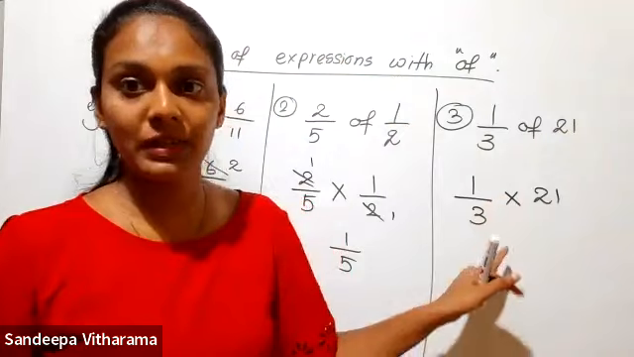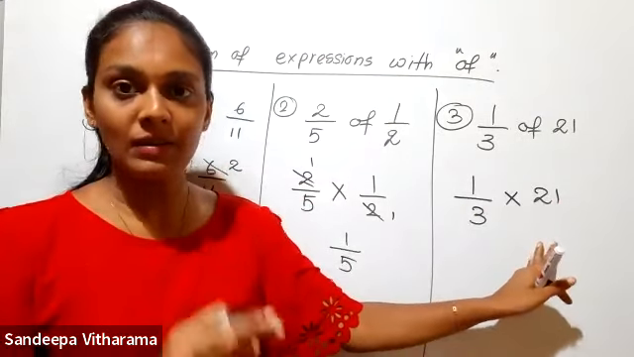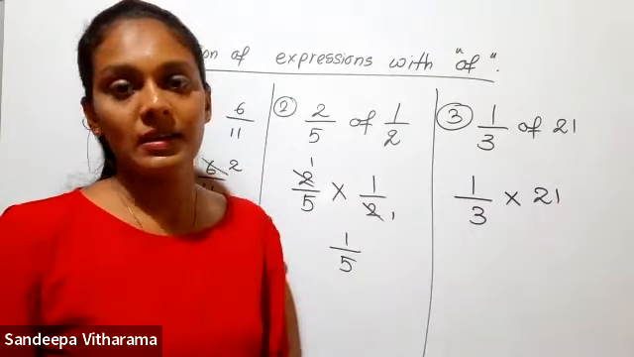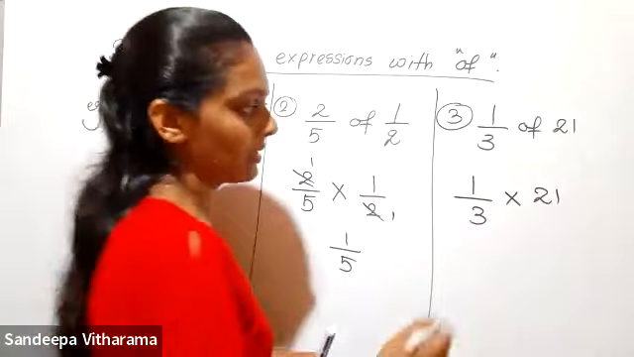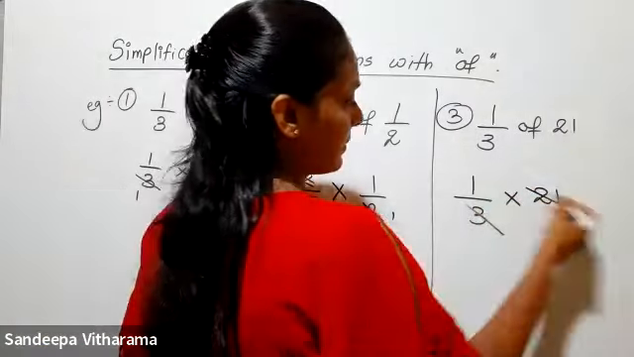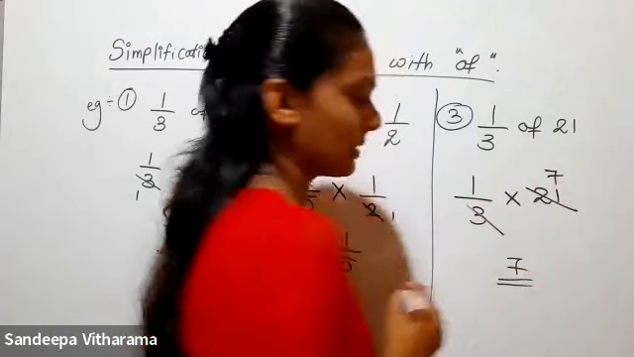Off term එකේදී, off is replaced by multiplication and the second number or the fraction is kept as it is. Okay, so don't take the reciprocal. Then 21 divided by 3 is 7. 1 into 7, 7. පටල ගන්න එපා.